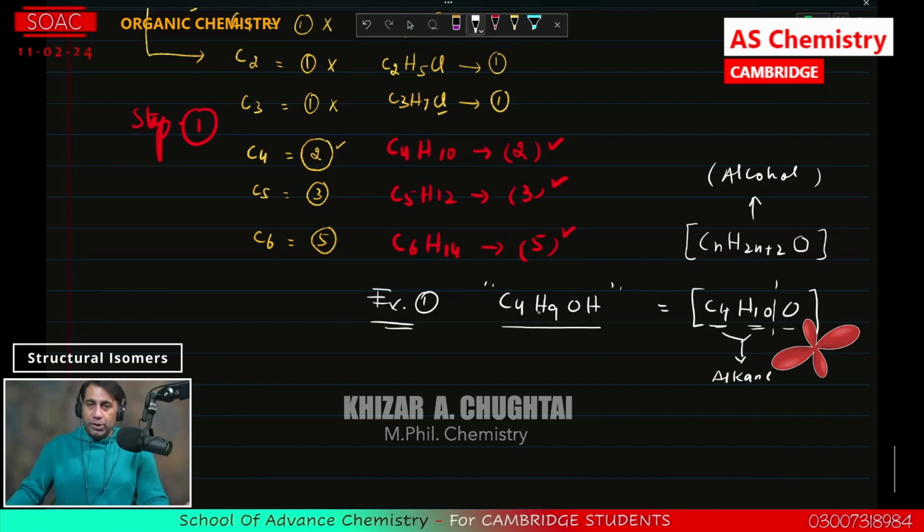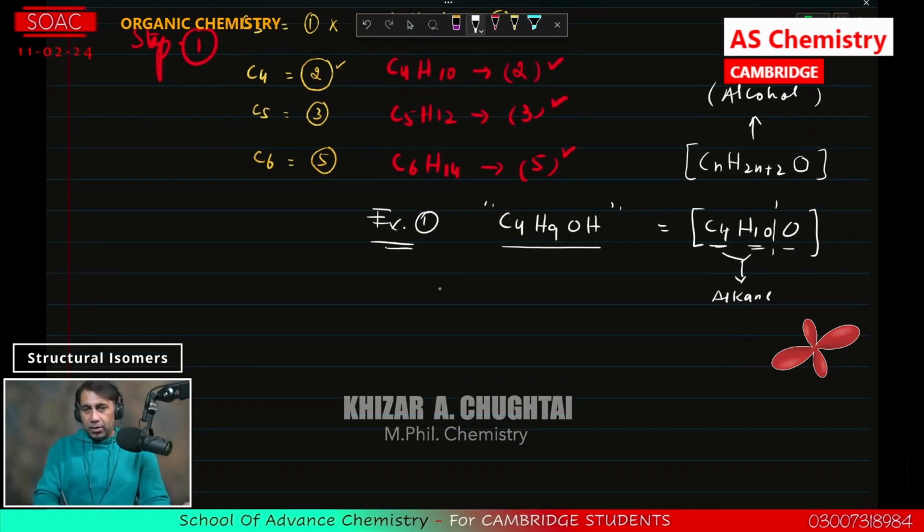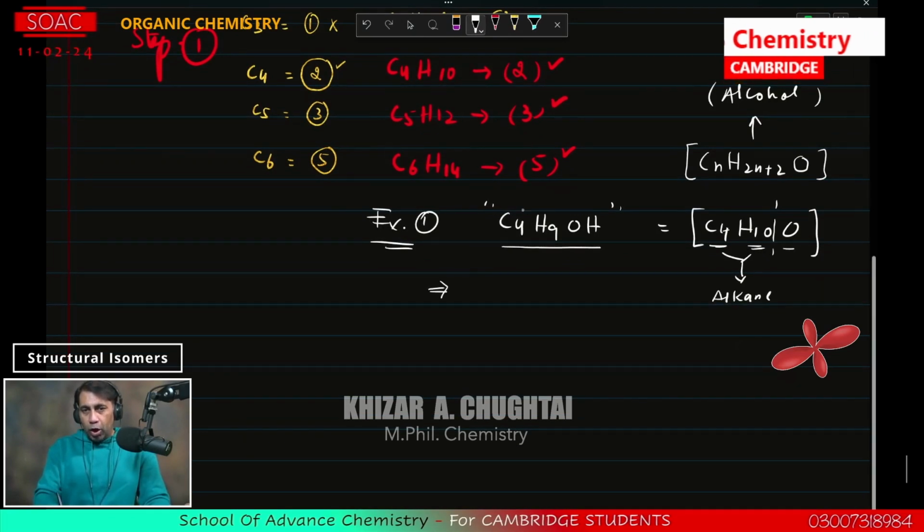So the first thing is to diagnose, to check the nature of the functional group. Which type of functional group is over here? Now, the next step starts. Now I'm going to draw the isomers. How many carbons are there?